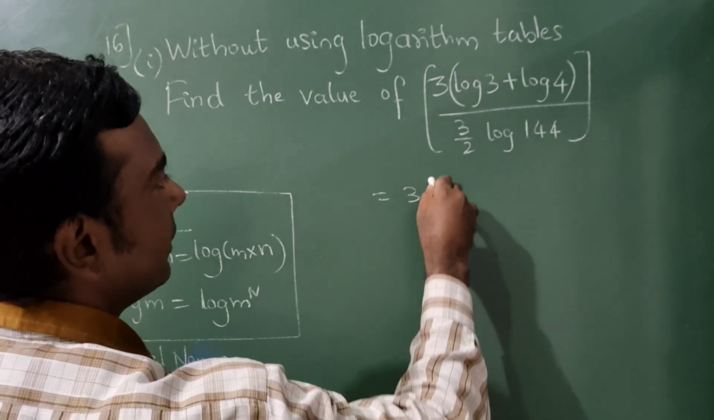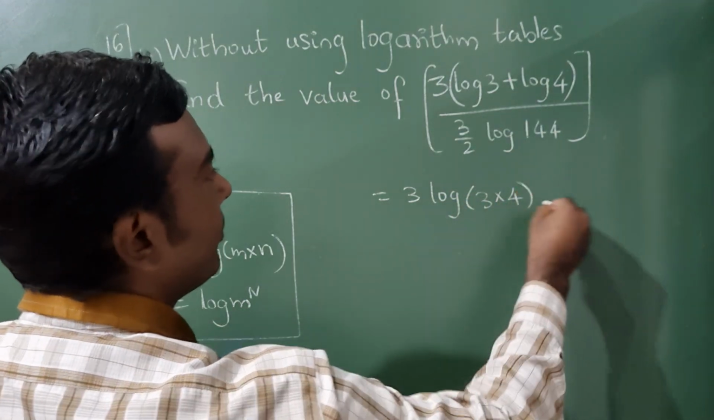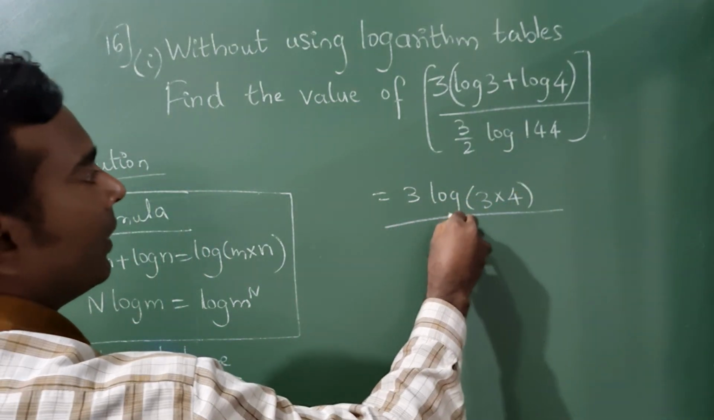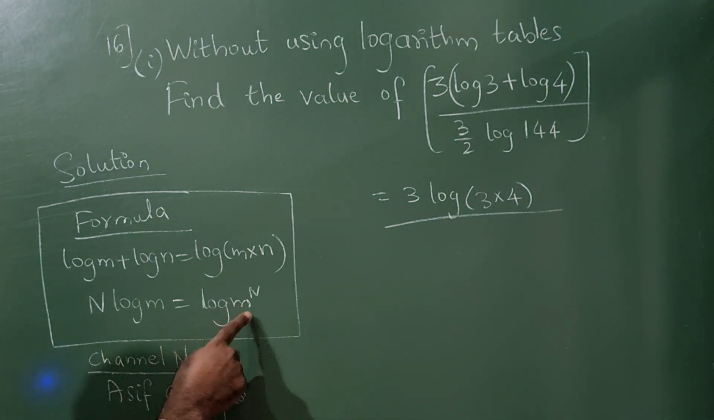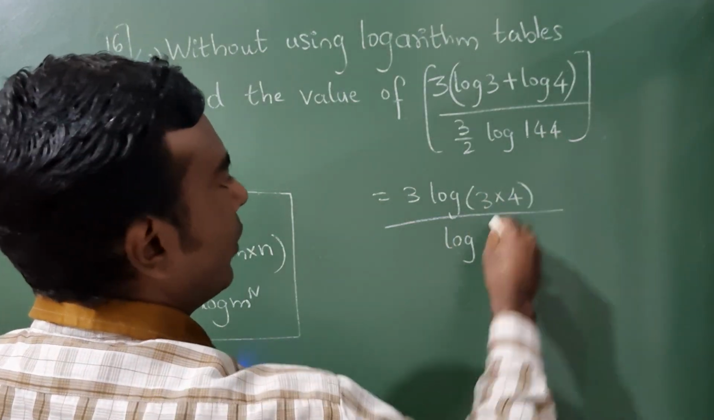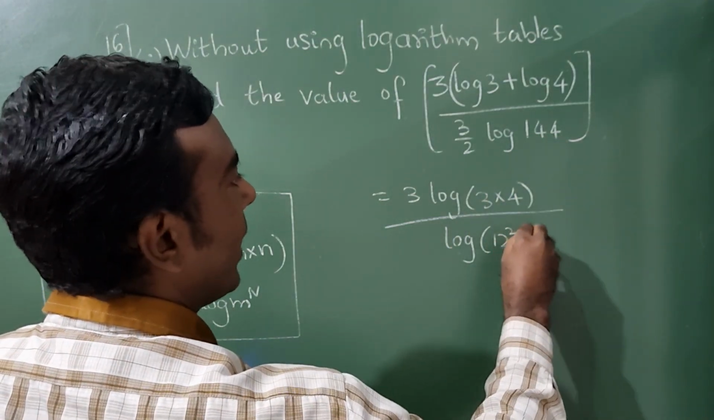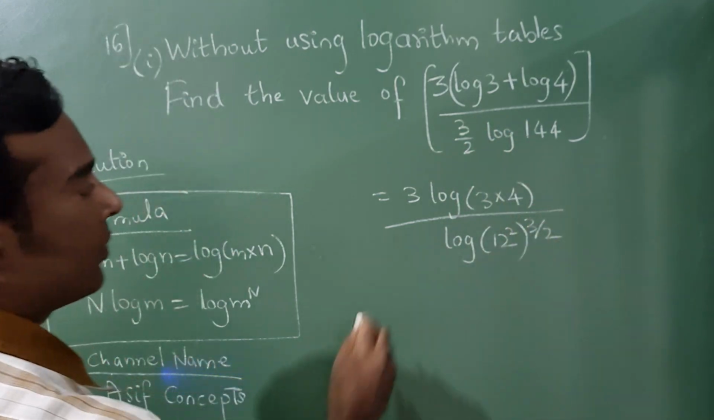Write 3 as it is. Then write log (3 × 4). Okay. Now for the denominator, use this formula: n × log m = log m raised to n. So write here, log 144 can be written as 12 square. Now this will become 3 by 2.